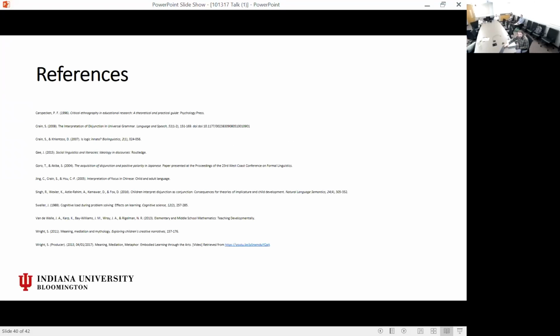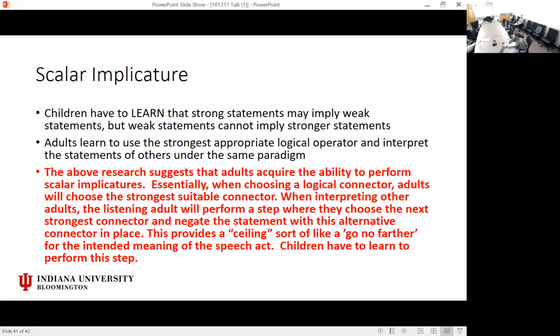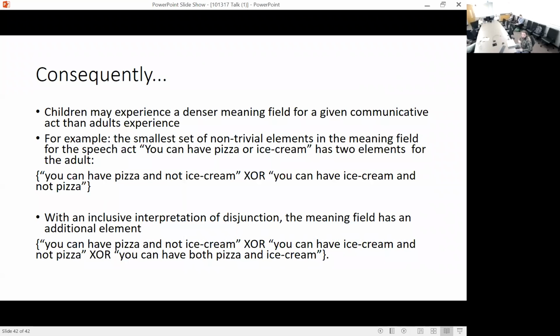Since I have 3 minutes, the mechanism that the cognitive linguists are using to explain this is scalar implicature. Basically, if an adult hears the speech act, you can have pizza or ice cream, they're interpreting that as you can have pizza and not ice cream, or you can have ice cream and not pizza. But with the inclusive interpretation of disjunction, it has an additional element of the meaning field, which is that you can have both. Right? So the kid's meaning field has an additional element.